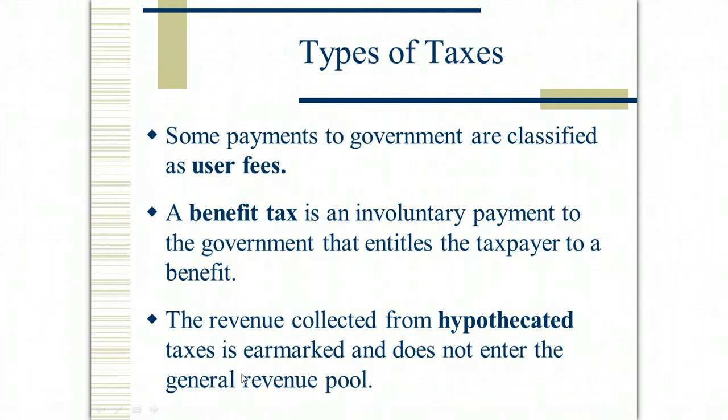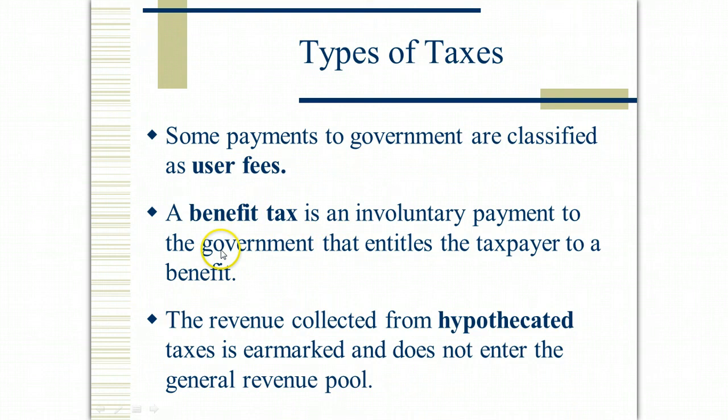So we'll look at some different types of taxes. Some payments to government are classified as user fees. So the registration charge, or what's now called the student contribution to third level education, would be a user fee. A benefit tax is an involuntary payment to the government that entitles a taxpayer to a benefit.